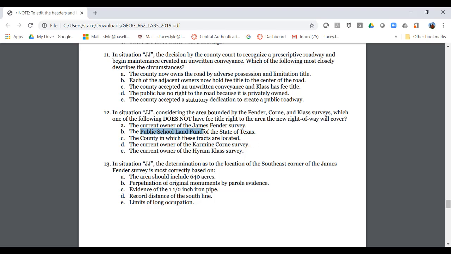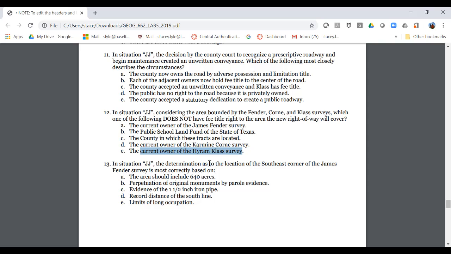When Texas was running out of land, they gave all remaining lands to help support schools, the Public School Fund Trust. All right, so that is true for the county in these tracts. Yeah, they really don't have fee title to this. We dedicated it so they have a right of way, but not fee title. So I'm going with that. The current owner of the Class and the current owner of the Corn, or vice versa, I should say. That is correct. They do have fee title to this.